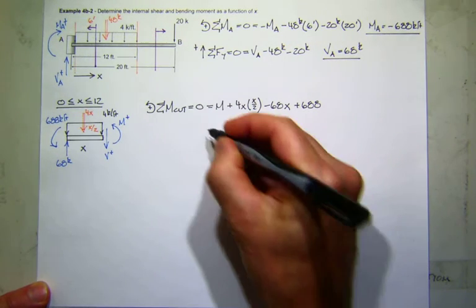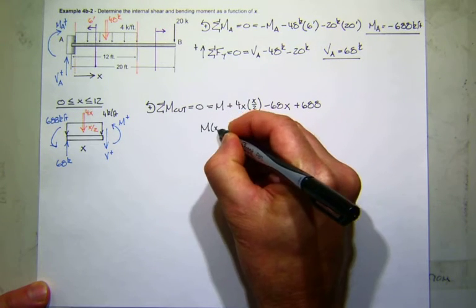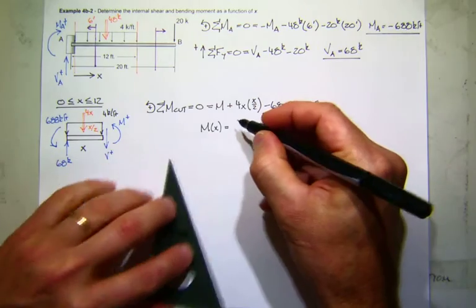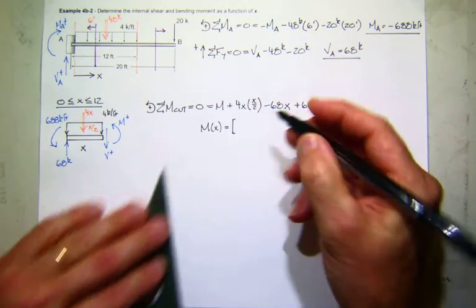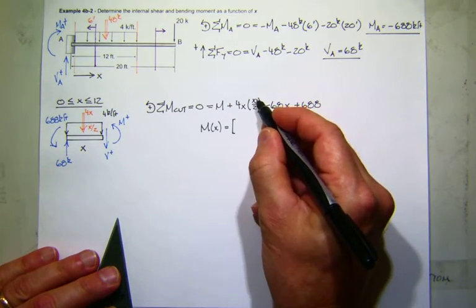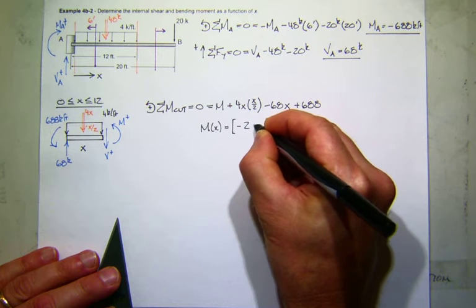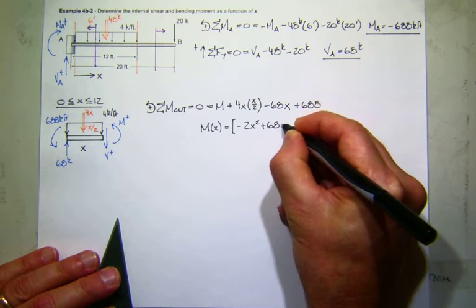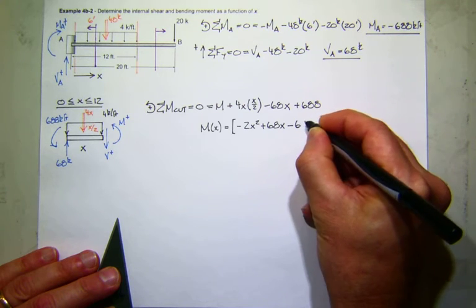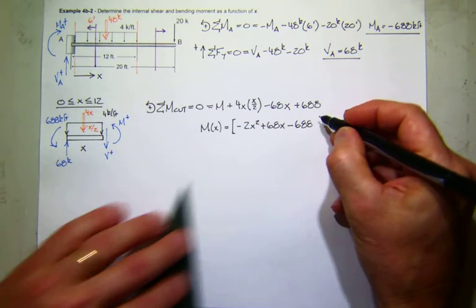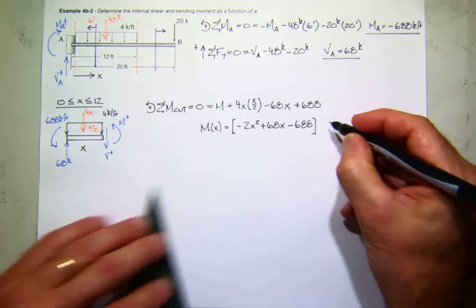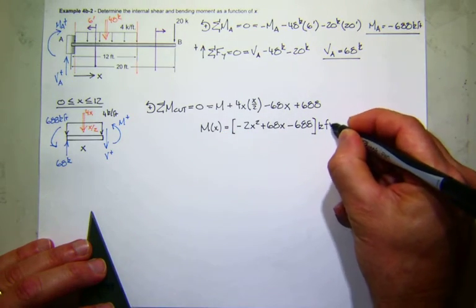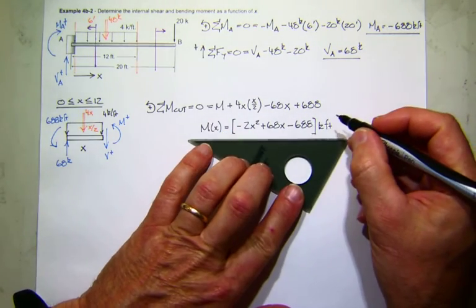Solve for the moment. And what do I get? This term becomes 2x squared plus 68x minus 688, and all those terms should add up and have units of kip feet. So there's my moment.